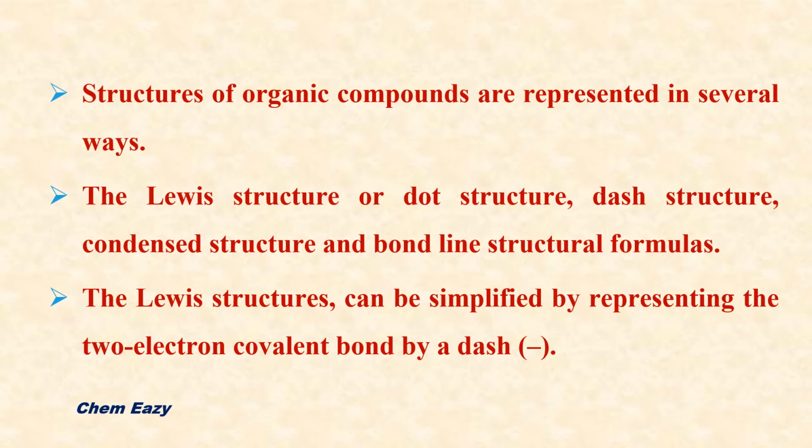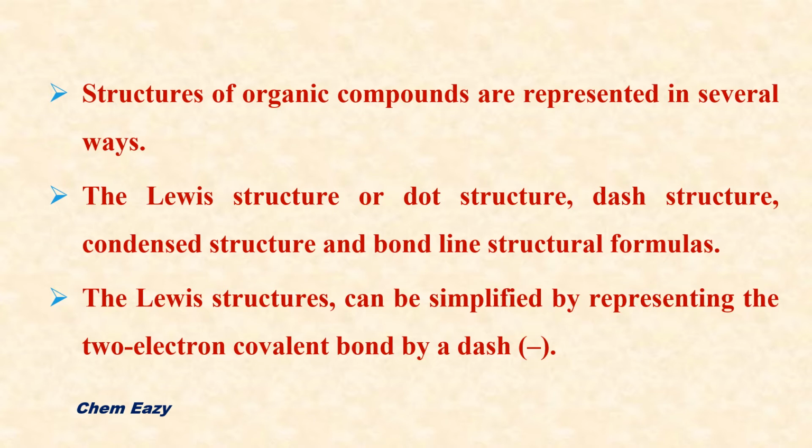There are several ways to represent the structures of organic compounds. For example, the Lewis structure, which is also called the dot structure, the dash structure, the condensed structure and bond line structural formulas are available to represent the structures of organic compounds.